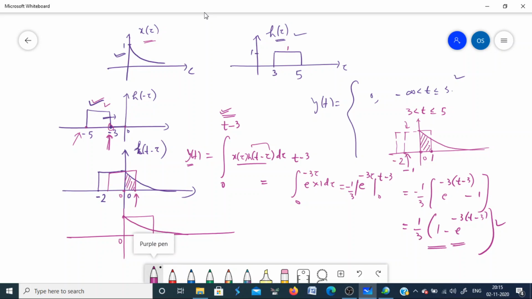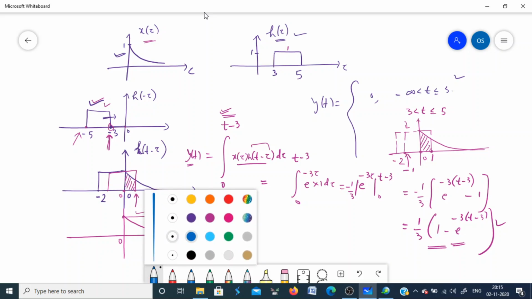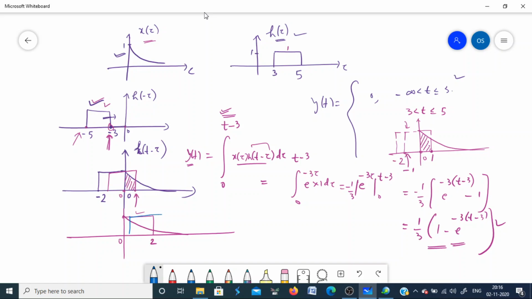And for t greater than 5, now this function will be shifted to the right, and when you shift it further to the right, it will go like this. It means the limits of integration will be from this point to this point. This is the overlapping region. So from this point to this point, you have to integrate. So what will be my limits of integration now in this case? What will be this point? If I am shifting it by t, this should be again t minus 3, like here, the upper limit.